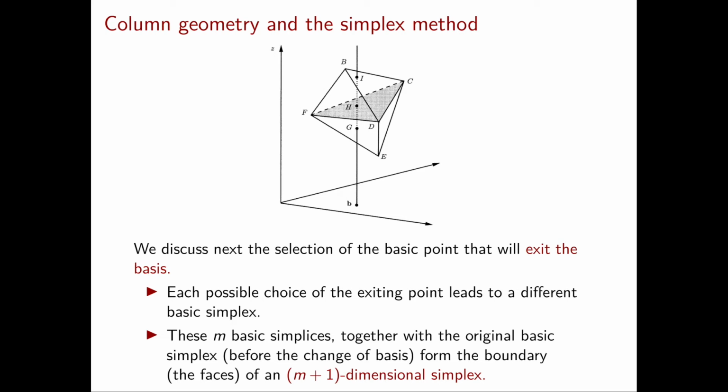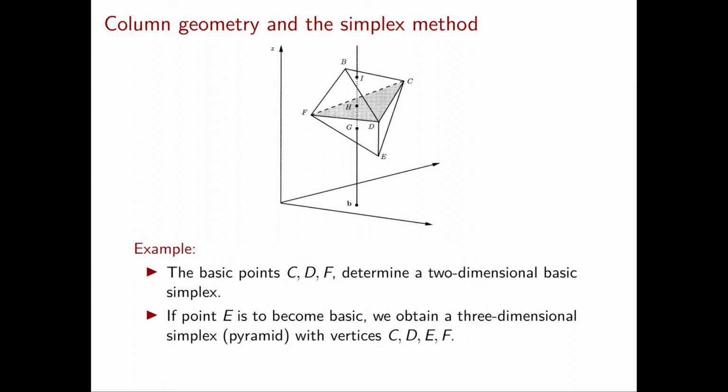What about the point that should exit the basis? Once you have decided which point enters the basis, then every exiting point leads you to a different basic simplex. Now we can look at the union of all these m basic simplices together with the original basic simplex, which is the one that we had before the change of basis. We obtain the boundary of an m+1 dimensional simplex. Let's immediately visualize this in our example.